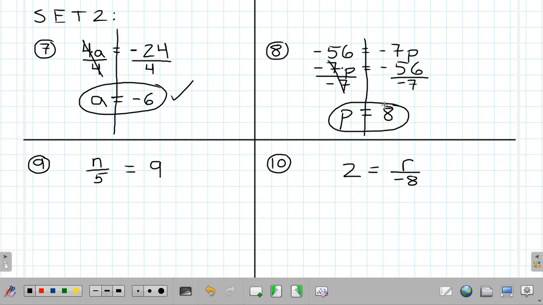And then once again, check your work by just plugging it back in. So -7 times 8 is -56. So that means our answer is correct.